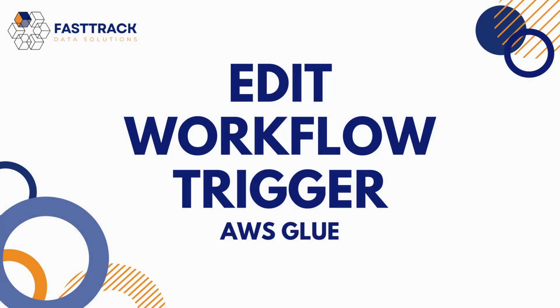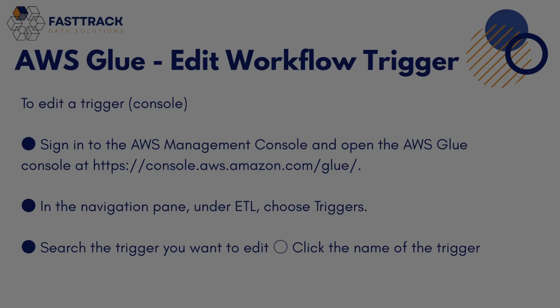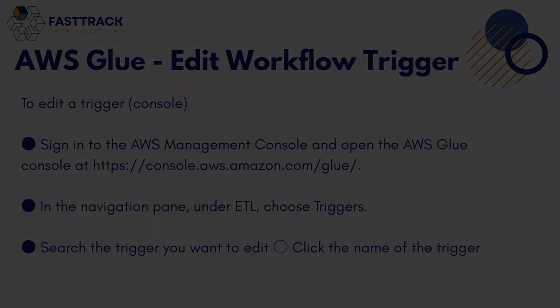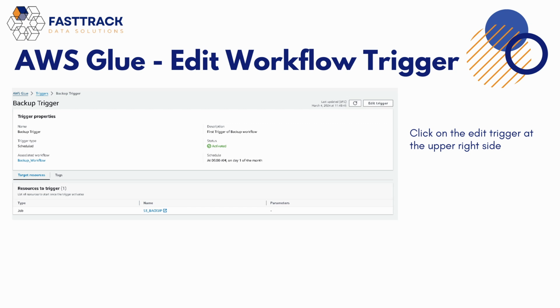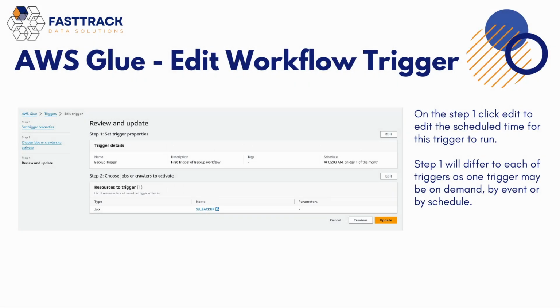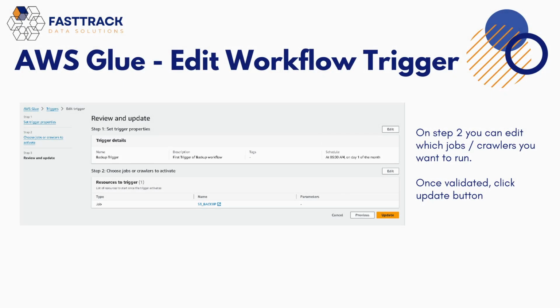Next is Editing Workflow Triggers. Open the AWS Glue console and go to Triggers under ETL. Search for the trigger you want to edit. Click the trigger name to open and modify its settings. Click on Edit trigger at the upper right side. On Step 1, click Edit to edit the scheduled time for this trigger to run. Step 1 will differ for each trigger, as one trigger may be on demand, by event, or by schedule. On Step 2, you can edit which jobs or crawlers you want to run. Once validated, click the Update button.